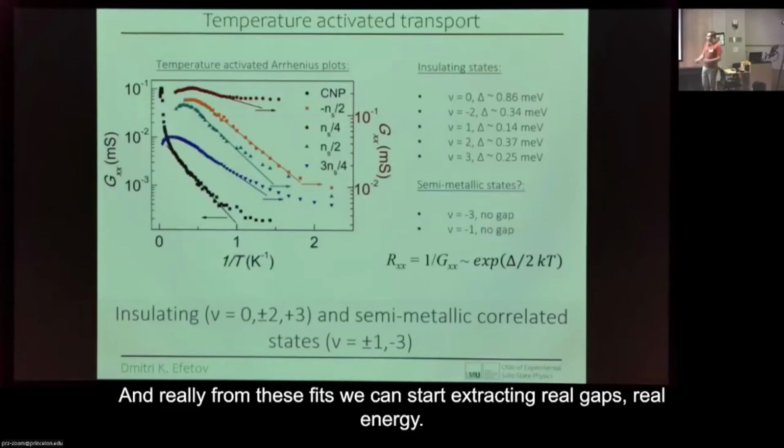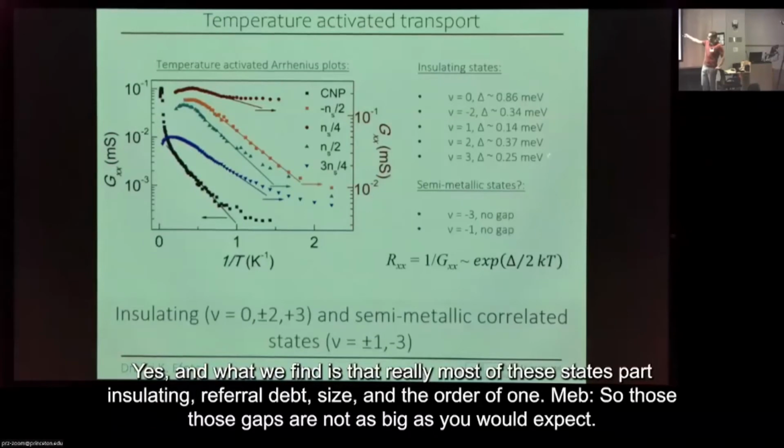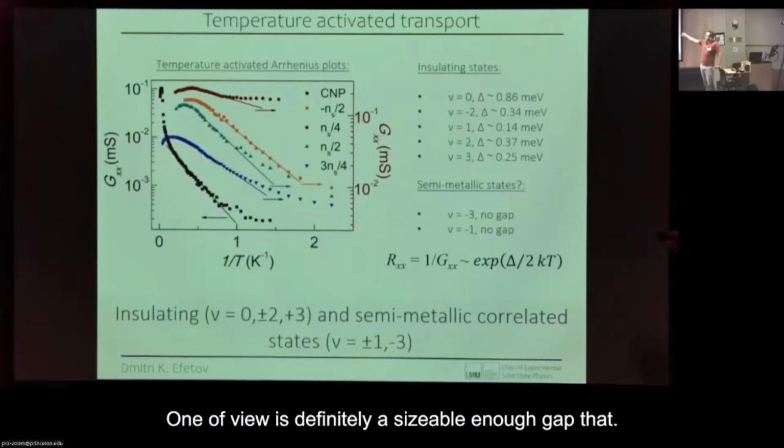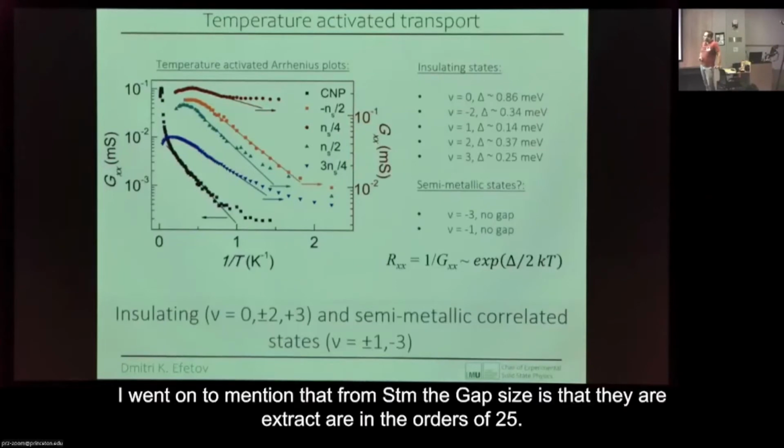And what we find is that most of these states are insulating with a gap size on the order of 1 meV. So those gaps are not as big as you would expect, for example, for the Coulomb gaps. There, the gaps are much bigger. But still, I think 1 meV is definitely a sizable enough gap to deal with.